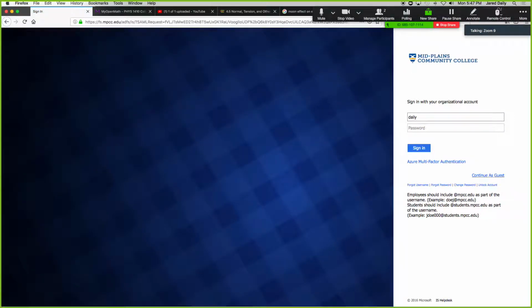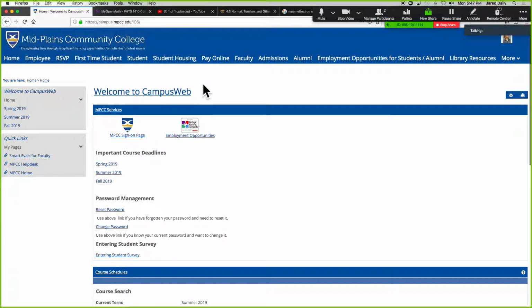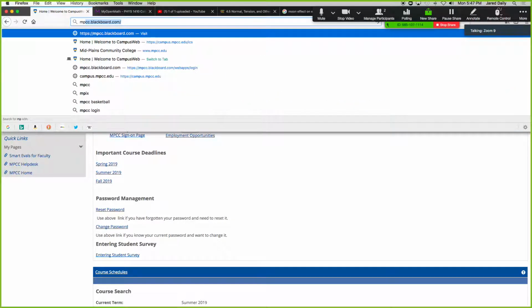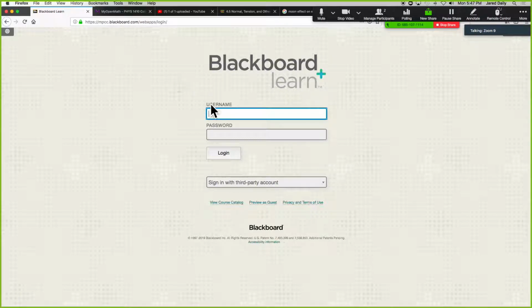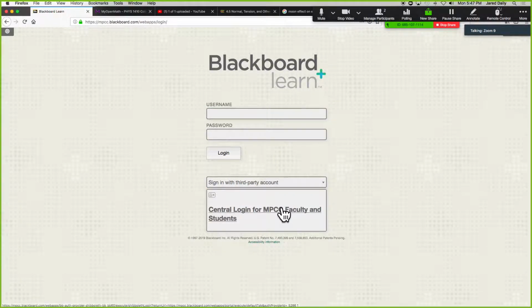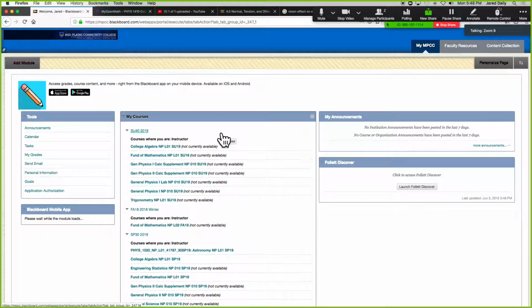There's an online tutoring system you can use. And you can find that at Blackboard. So if you don't know how to get onto Blackboard, it's the same password and email as you get onto your email with. You'll just go down here to sign in with third-party account. So it's mpcc.blackboard.com. Then you'll do central login for faculty and students, and it will take you to a page and use it same as your email for the college. Same login for your email.